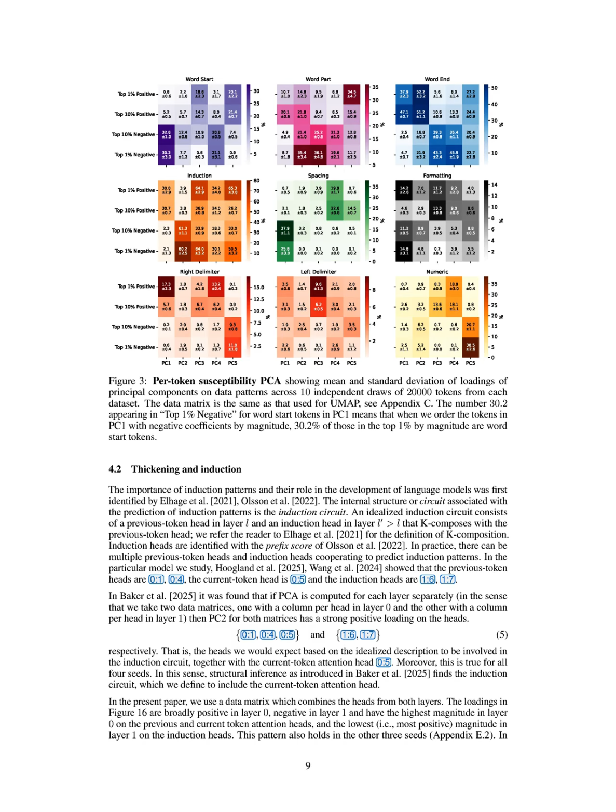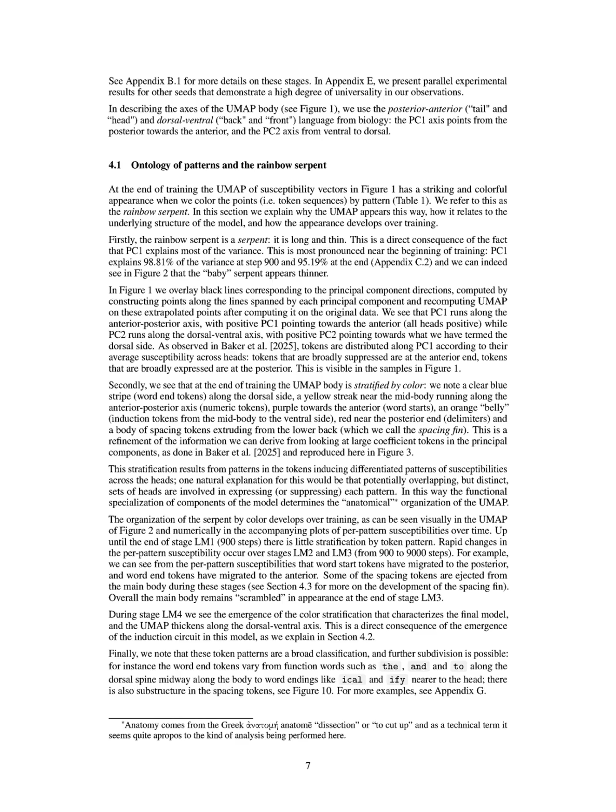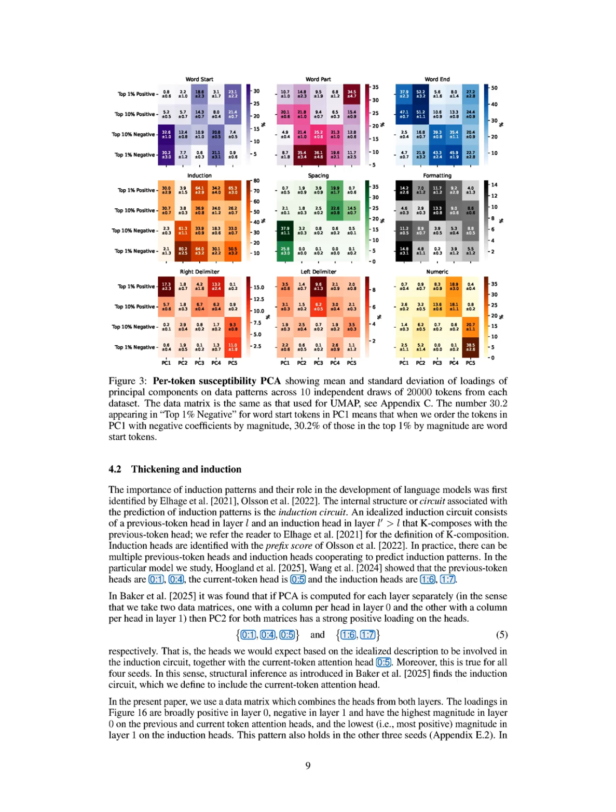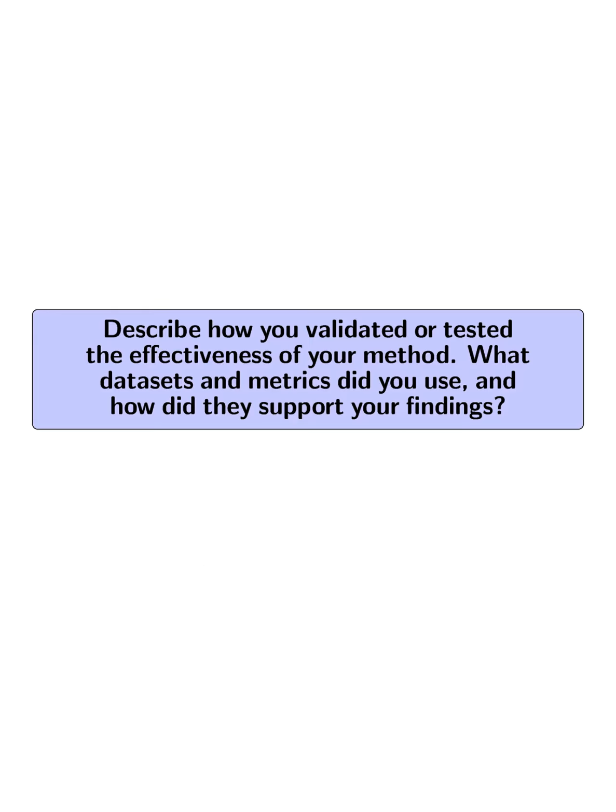UMAP's speed facilitates rapid analysis of large datasets, making it feasible to track changes across multiple training checkpoints, as demonstrated in the paper. Furthermore, the visualizations produced by UMAP, such as the rainbow serpent, offer an intuitive and interpretable representation of the model's internal structure, enhancing our understanding of the interactions between different components of the language model. Overall, UMAP's ability to reveal intricate relationships within high-dimensional data makes it a powerful tool for structural inference in neural networks. Describe how you validated or tested the effectiveness of your method. What datasets and metrics did you use, and how did they support your findings?